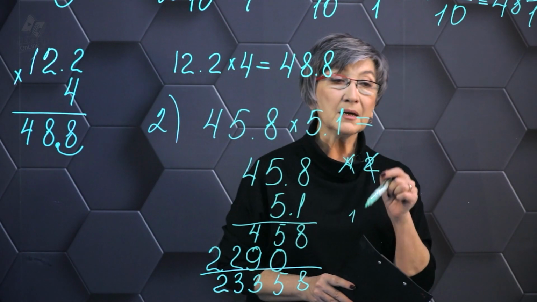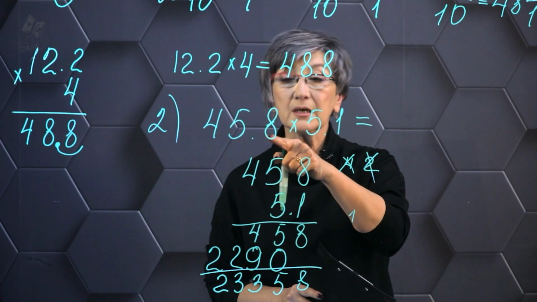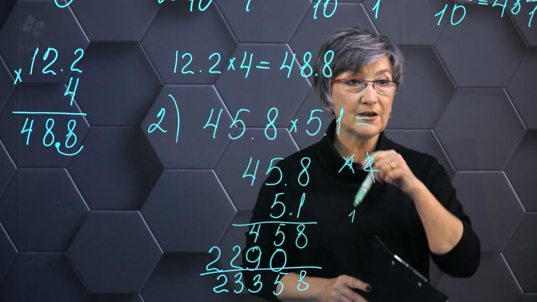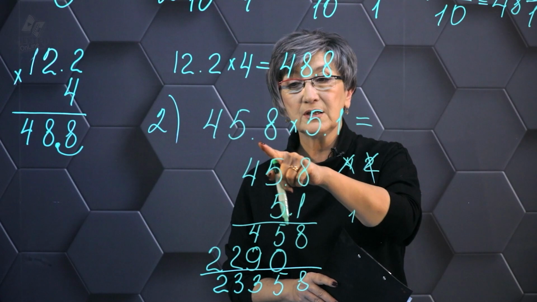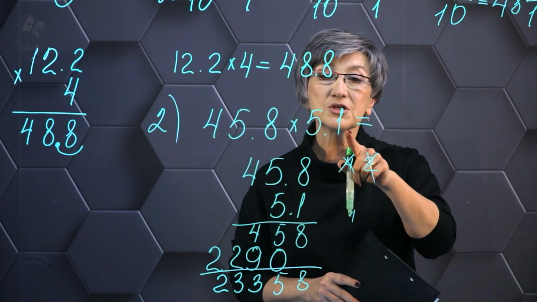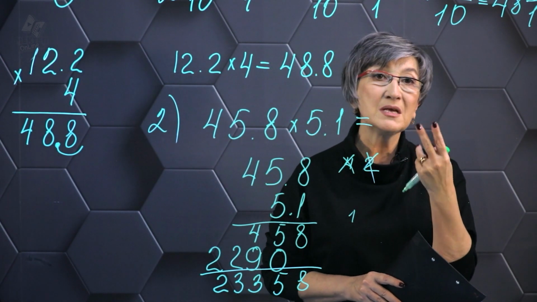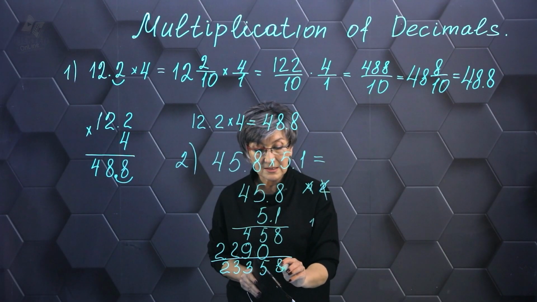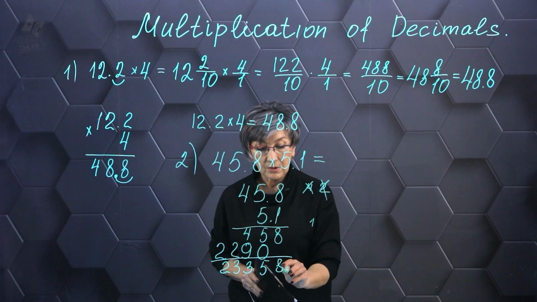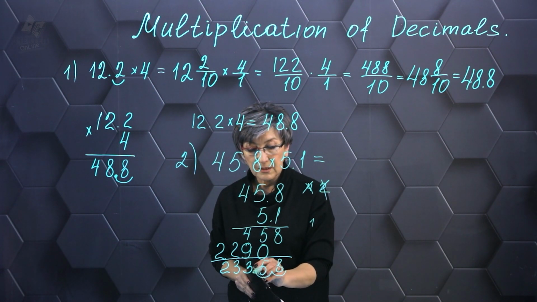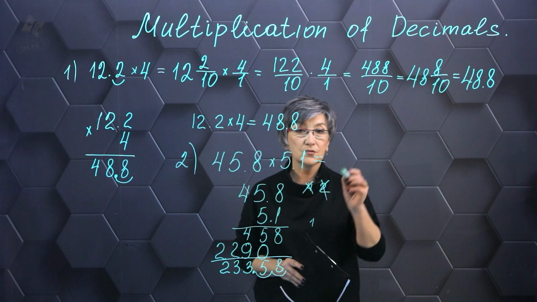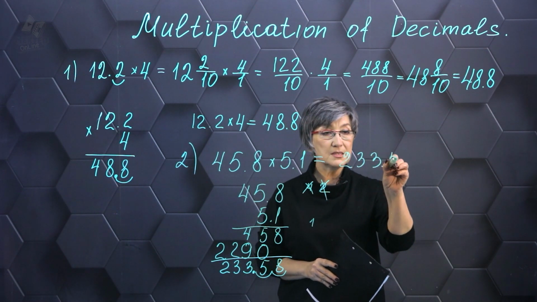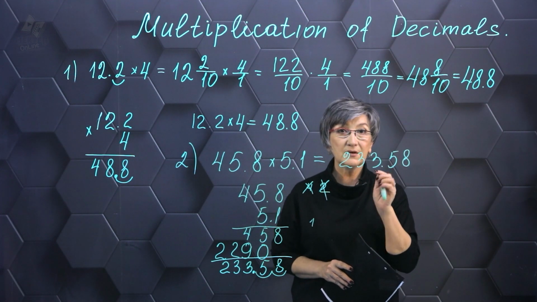And now for the most important part. I go back to my example and count how many digits I have after the dot. I count the total number of digits. There's one digit in this number and there's one digit in that number. It turns out to be 2 digits together. And now in my number I go from the end necessarily. So I go 1, 2, and after that I put a dot. The result is 233.58, 58 hundredths.